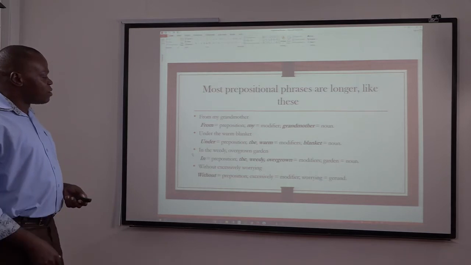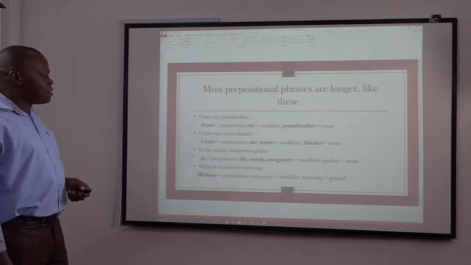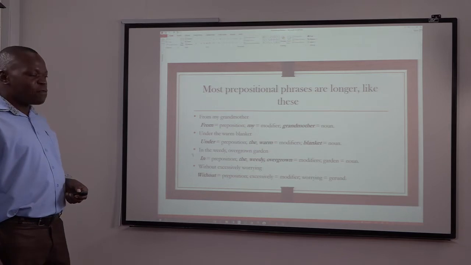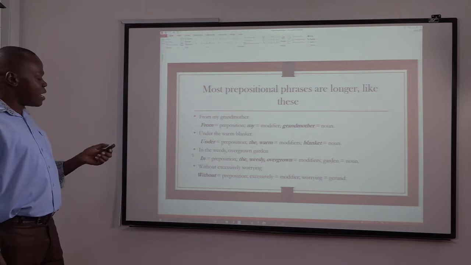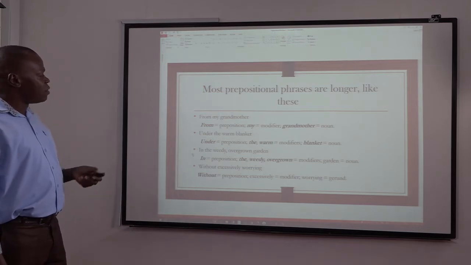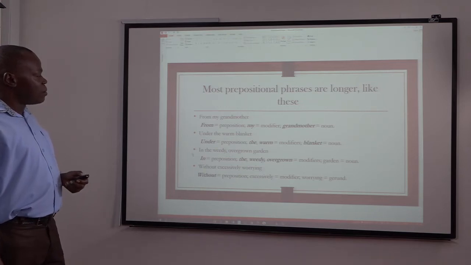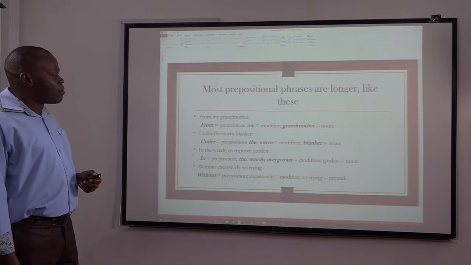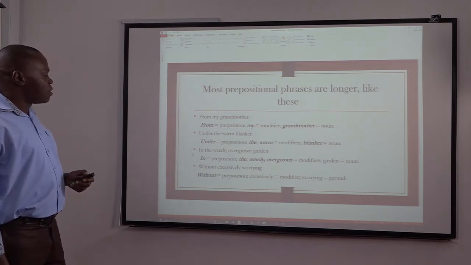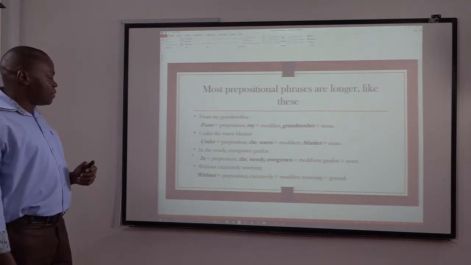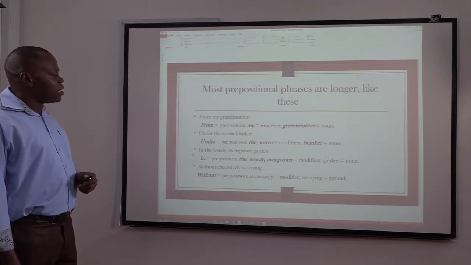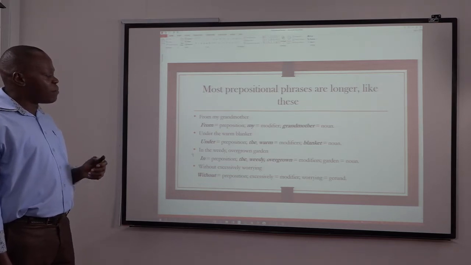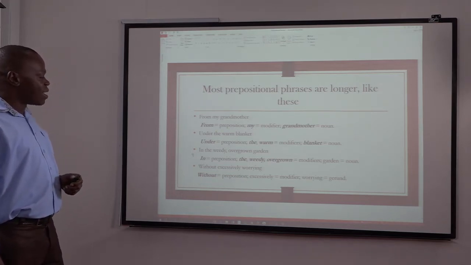Prepositional phrases are not always just simple or basic, but they can also be made up of longer phrases. For example, from my grandmother. If you look at that, we have three words. From is the preposition, my is a modifier, and grandmother is a noun. Under the warm blanket. Under is a preposition, the and warm are modifiers, and finally blanket is the noun.